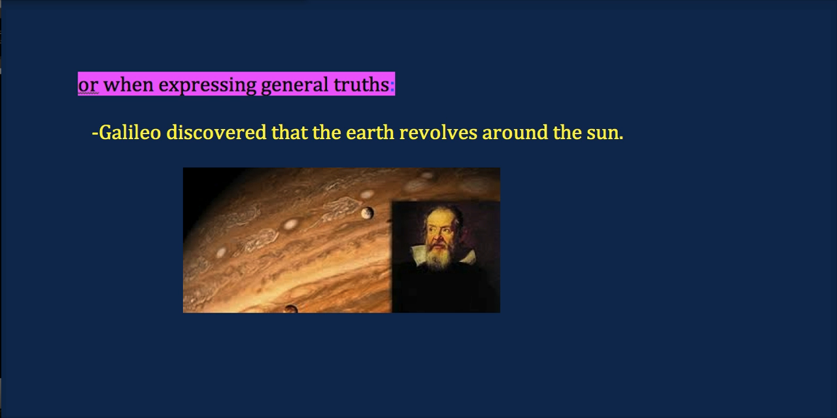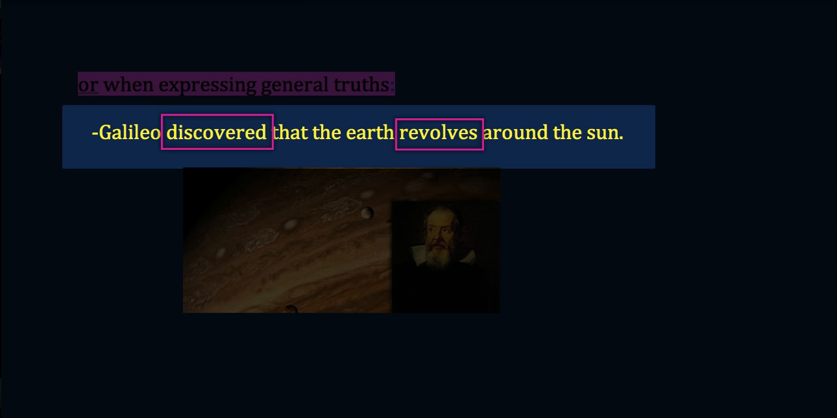And you also use the present tense when you are expressing general truths, like Galileo discovered that the earth revolves around the sun. Okay, so that is past tense and present tense in that sentence, but it's okay because Galileo discovered is referring to hundreds of years ago when he lived and did scientific research. But the earth revolves around the sun. That is the general truth now and for always.